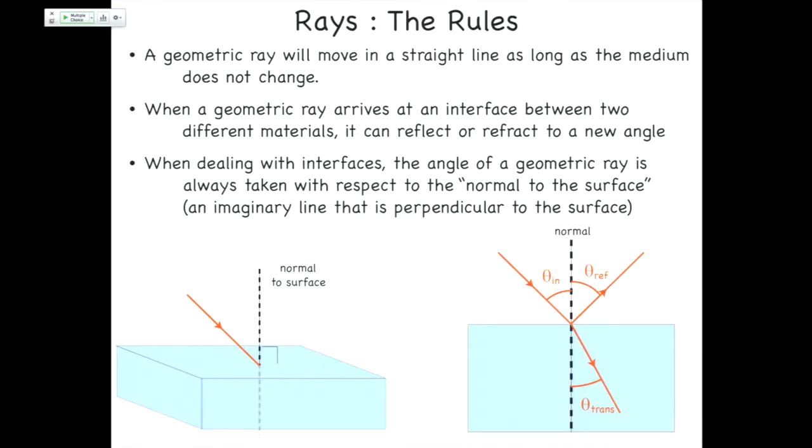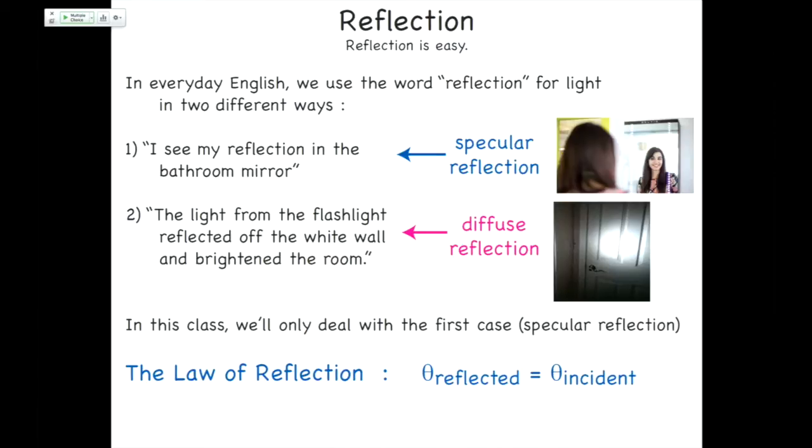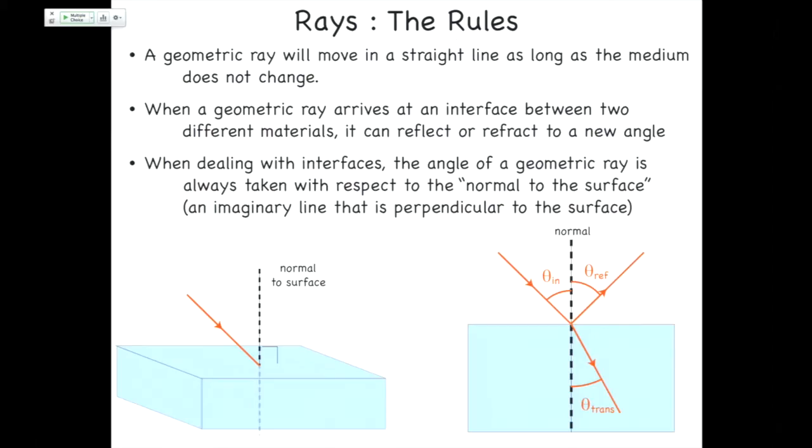Okay, so we'll start with reflections, because reflections are easy. I see my reflection in the bathroom mirror, and we call that specular reflection. That's where you can actually see an image of yourself, or an image of whatever it is you're looking at. So in this class, for the most part, we're just going to deal with specular reflection. The angle in is equal to the angle out. So as drawn in the previous slide, angle in is equal to angle out. Nothing more to be said. That one's easy, so we won't waste any more time on it.